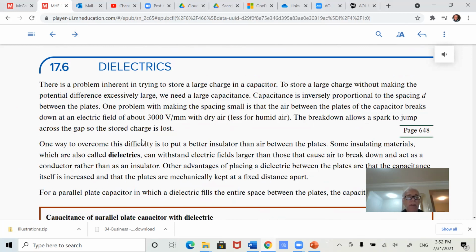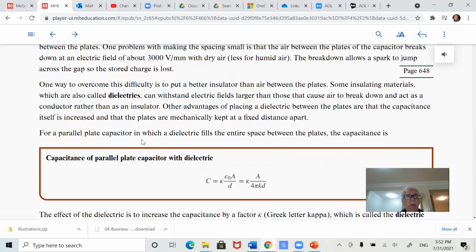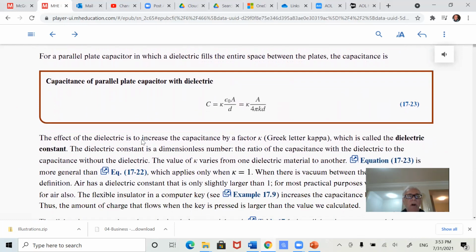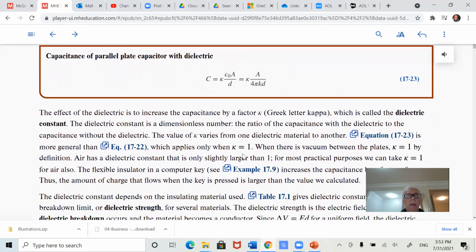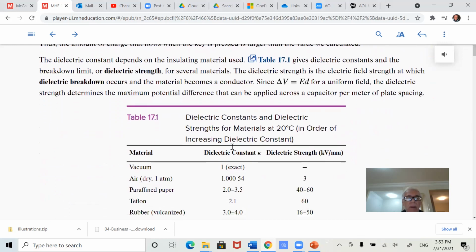Dielectrics, we also saw dielectrics in our lab. If you're talking about air and vacuum, the dielectric constant of air and vacuum is almost the same. But if you're talking about other types of materials, here you go. The dielectric constant of a vacuum is 1. Air is a little bit more than 1, but very close to 1.